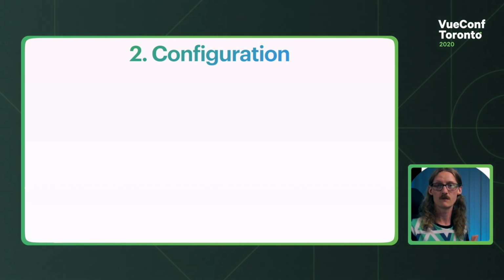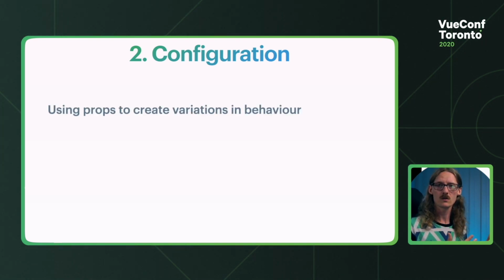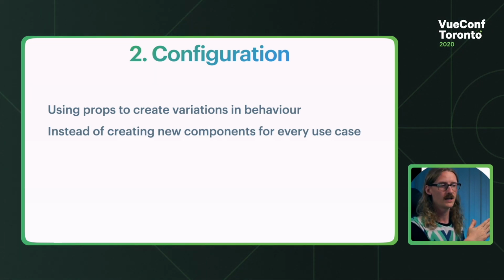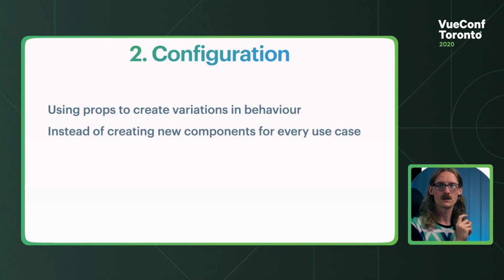Number 2 is configuration. So here we're actually taking advantage of props and using them to create variations in the behavior of our component. So instead of copying and pasting different versions of our component for every different kind of thing we need it to do, we're actually going to just use a prop to make those little tweaks and little changes as we need them.